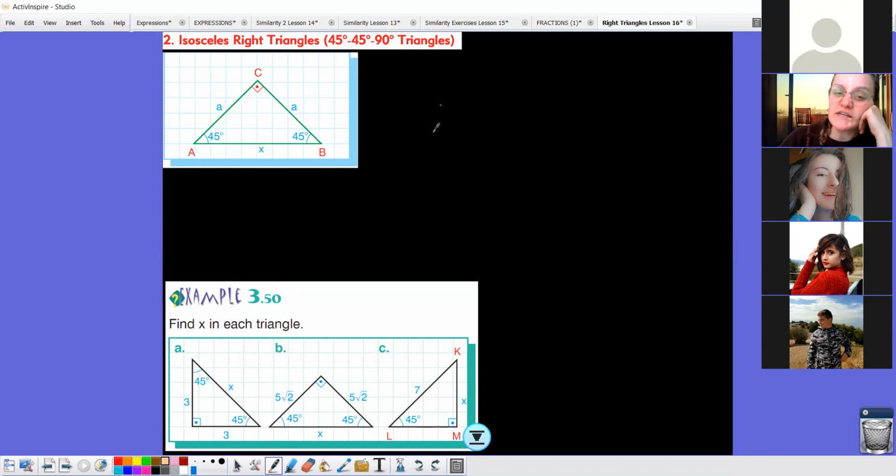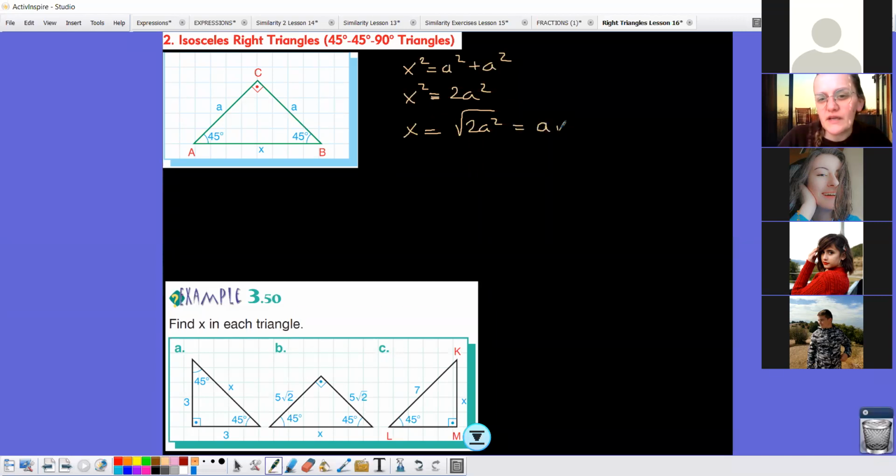So here, if I write the Pythagorean theorem for this triangle, x squared is equal to 2a squared. Why? Because it's a squared plus a squared. So x squared will be 2a squared. Then if I'm trying to find x here, it will be a root of 2, because a squared goes out as a, and it becomes a root of 2. So it's very easy to find x in an isosceles right triangle if you know a.